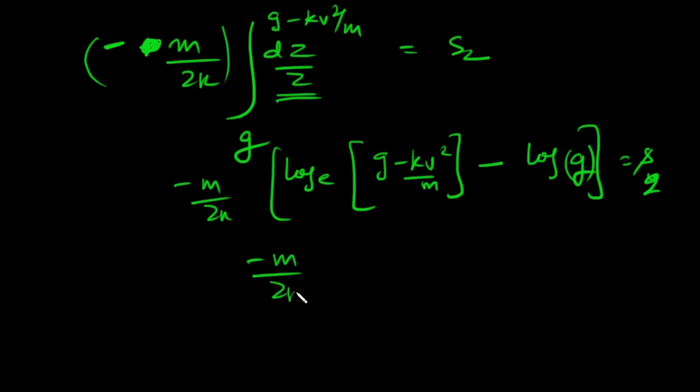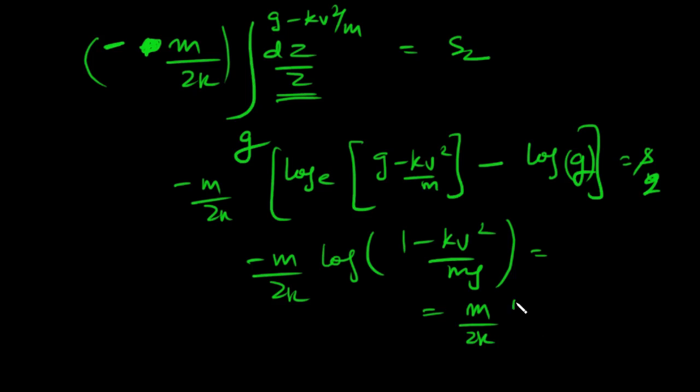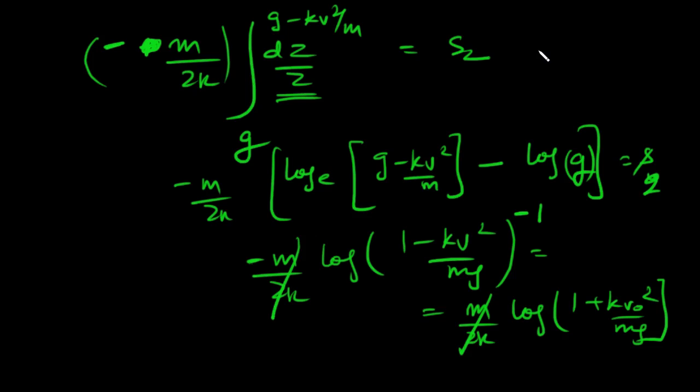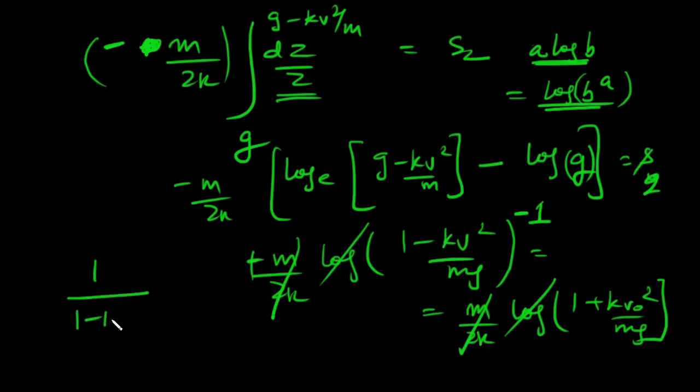So we have minus m by 2k log of 1 minus kv square by mg equal to s2. S2 was equal to s1, and this was equal to m by 2k log of 1 plus kv naught square by mg. So this gets cancelled out, and we can transfer this over here. Actually, what happens in log is, a log b can be written as log of b to the power a. So here it is minus 1 log this, which can be written as plus log of this to the power minus 1. The log gets cancelled out. So we have 1 upon 1 minus kv square by mg equal to 1 plus kv naught square by mg.